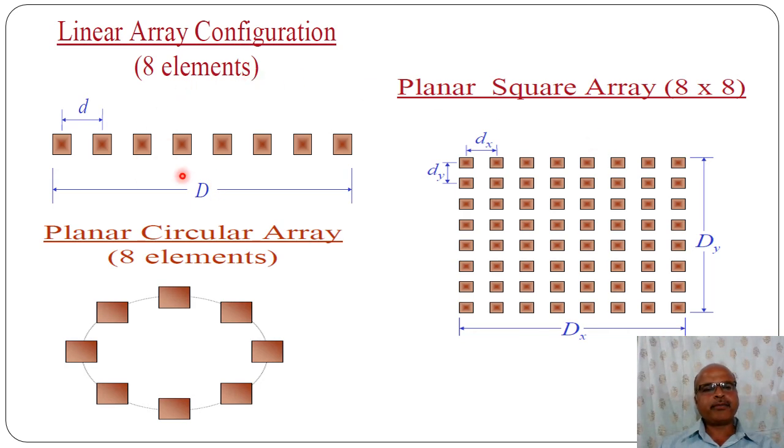Then linear array configurations. In the linear array configuration, there are generally 8 elements, as shown in this figure. Then planar square array, that is, this is an 8 by 8, and planar circular array, as mentioned here.